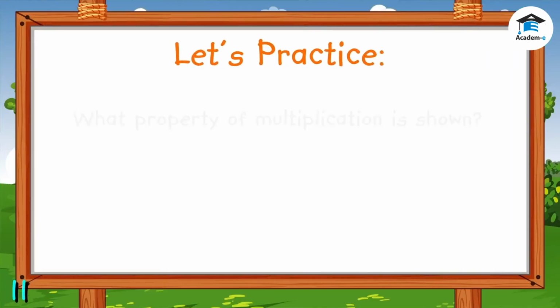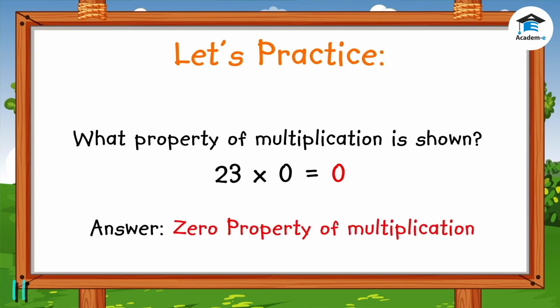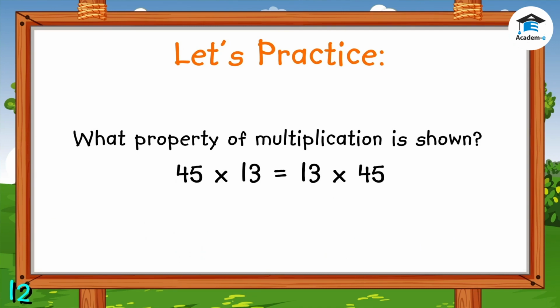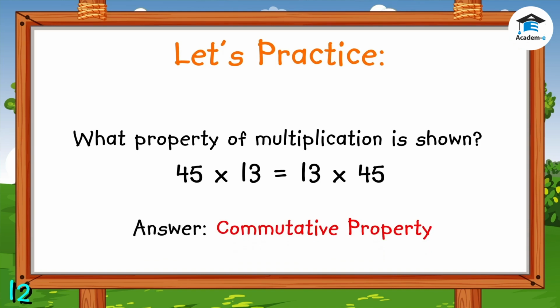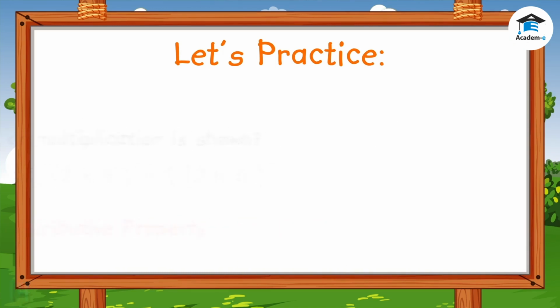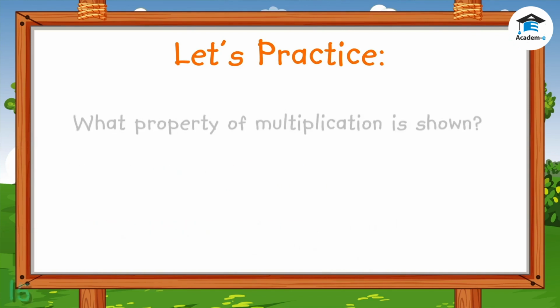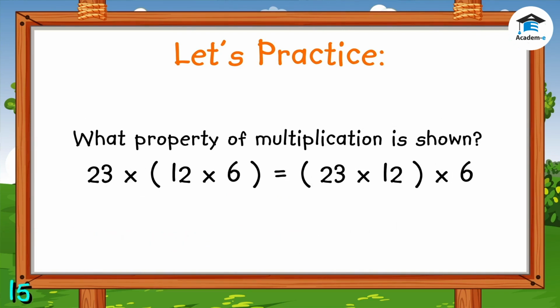Let's practice. What property of multiplication is shown? Answer. Zero property of multiplication. What property of multiplication is shown? Answer. Commutative property. What property of multiplication is shown? Answer. Distributive property. What property of multiplication is shown? Answer. Identity property. What property of multiplication is shown? Answer. Associative property.